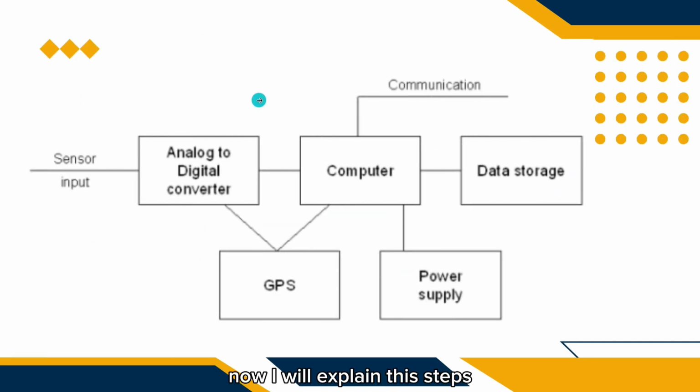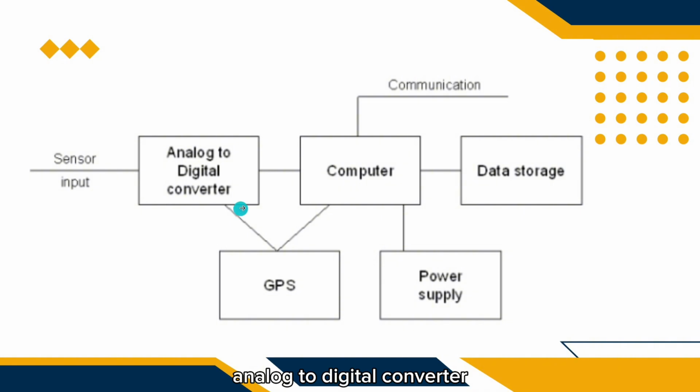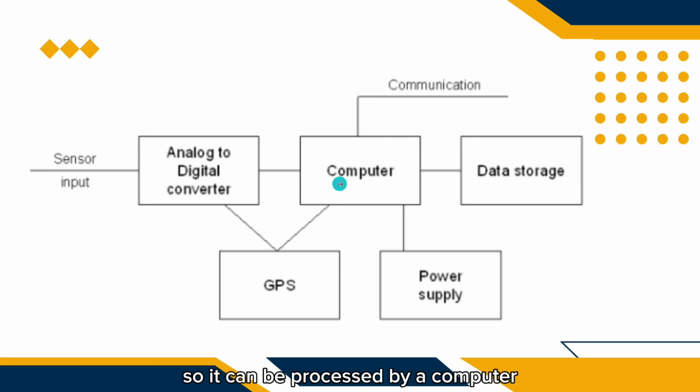Now I will explain the steps of how a seismometer works. First, sensor input. The sensor detects ground vibration and generates an analog signal representing the movement. Analog to digital converter. The analog signal from the sensor is converted into a digital signal so it can be processed by a computer.